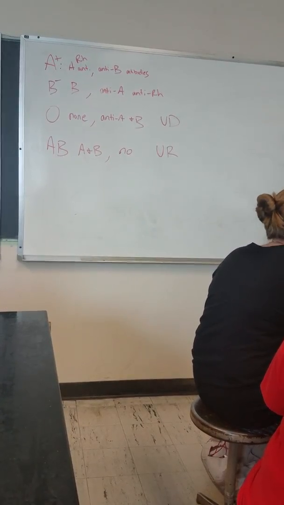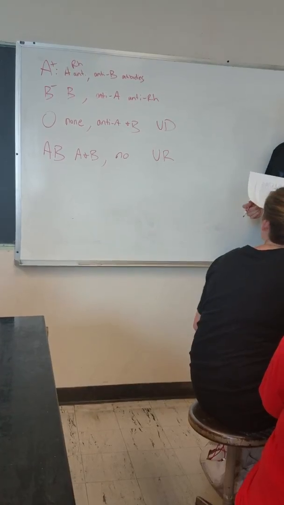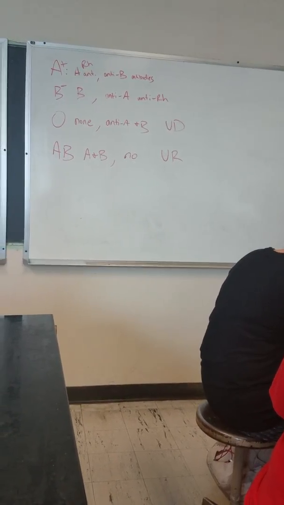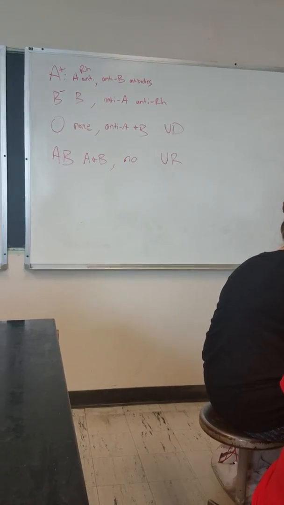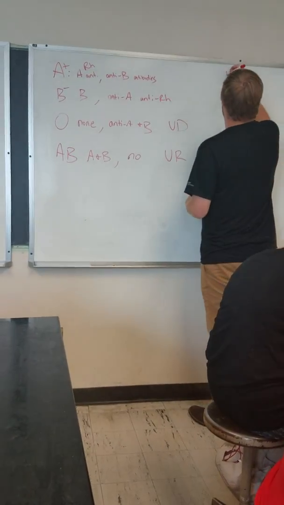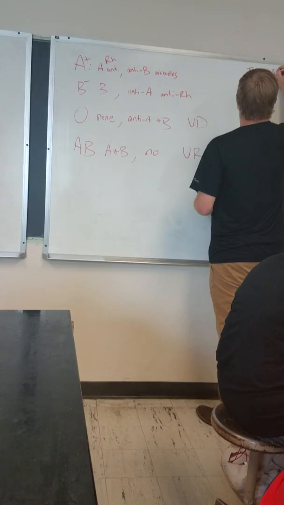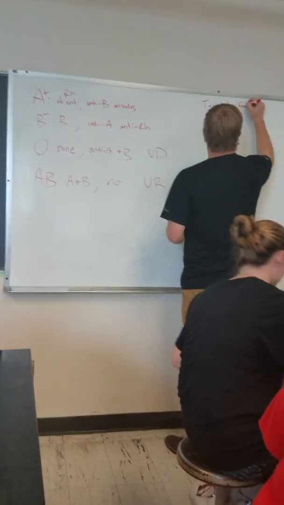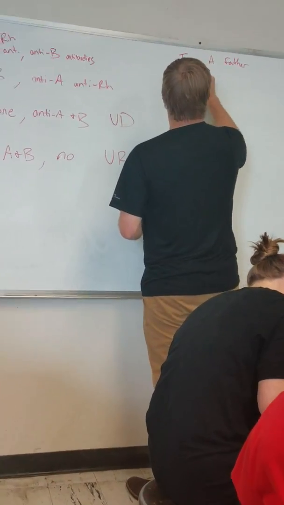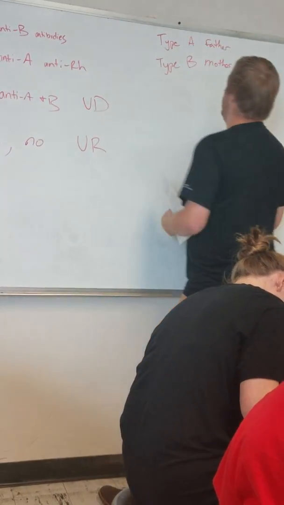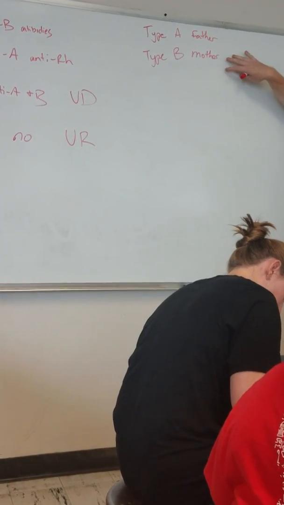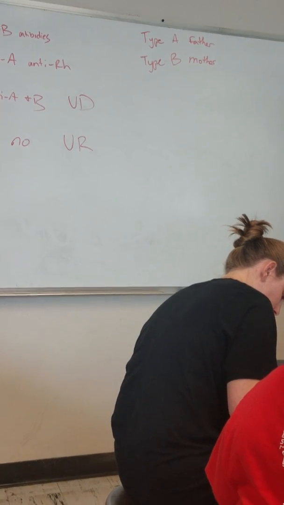So those are coming back here. So for example, I could ask you questions. Is it possible for a type A father to have a type O kid? Or is it possible for, I'll do, a type A father and a type B mother, all right? Is it possible for them to have a type O child?